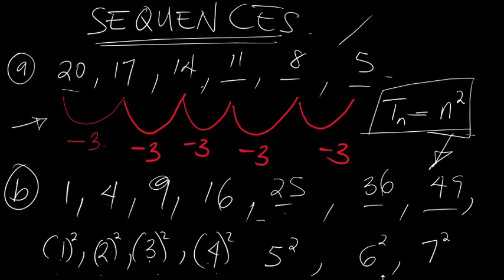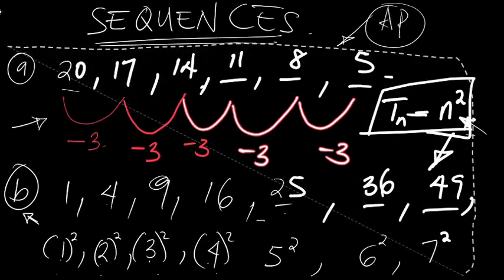Now, if you look at the first one here, this is what we call an arithmetic progression, because it has a common difference, which is -3. But this particular problem does not have a common difference. If you look at it in formula form, it is n squared. It's a quadratic pattern sequence. So now let's look at another one. Let's just clean this and look at another problem.